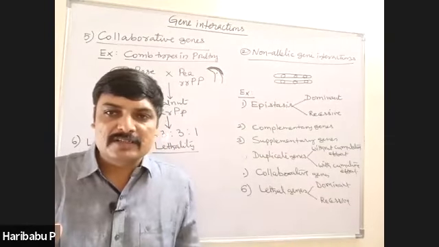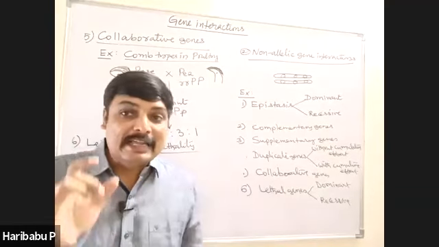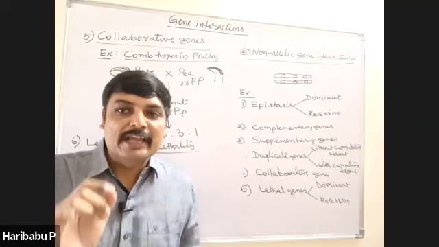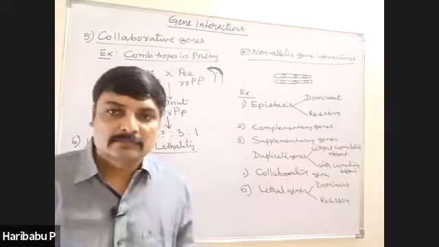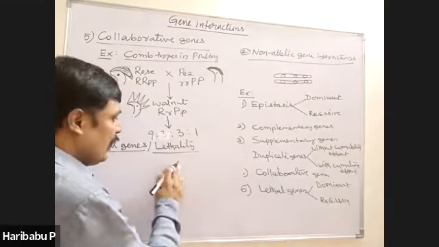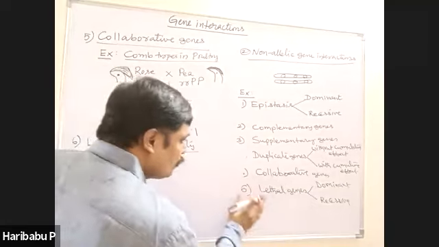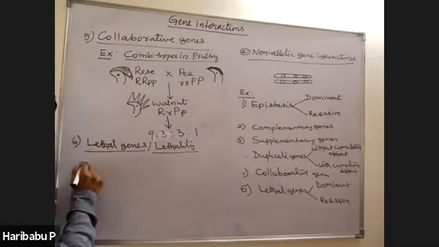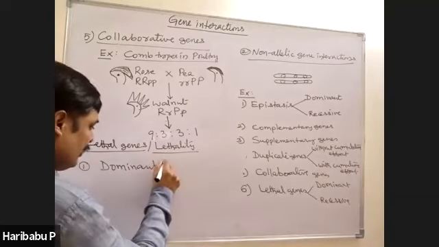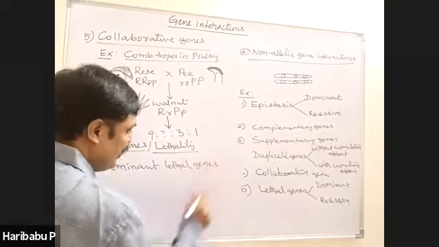What are lethal genes? The genes which cause death of the individual, particularly in homozygous condition. Such genes are called lethal genes, and the interaction is called lethal gene interaction. These are of two types. One, dominant lethal gene interaction.